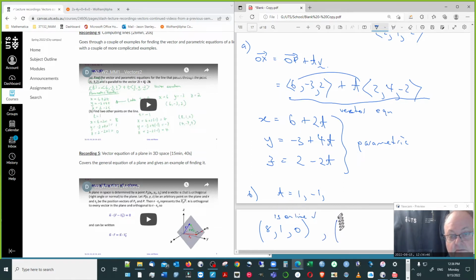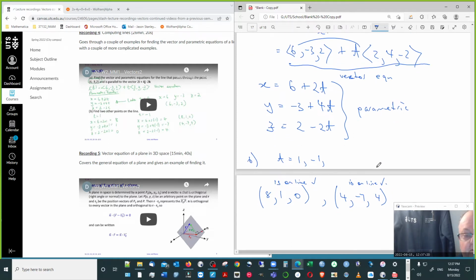And -1 now. So 2 times -1 is -2. 6 minus 2 is 4. 4 times -1 is -4. -3 minus 4 is -7. And -2 times -1 is +2. 2 plus 2 is 4. So that point is on the line. Two more points that are on the line. Okay. All right, so I encourage you to think about that.